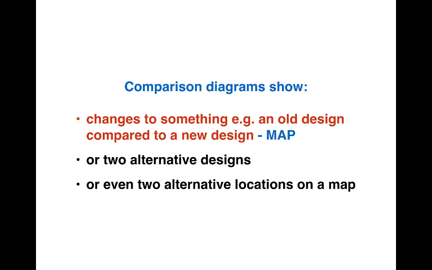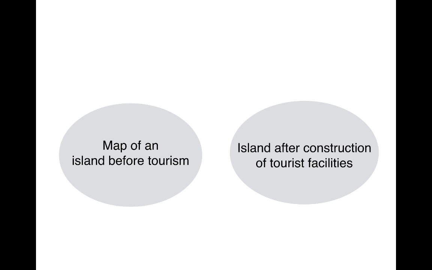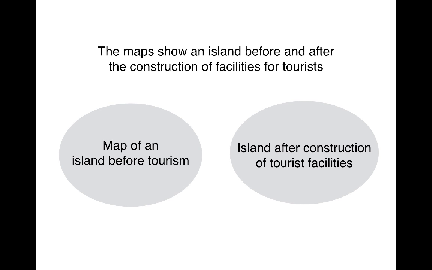There's a good question in Cambridge IELTS Book 9 showing an island. So this is a quick example of what that question looks like. You see a map of an island before tourism, and next to it you'll see another map which is the same island after construction of tourist facilities. And the question could look like this. The maps show an island before and after the construction of facilities for tourists.